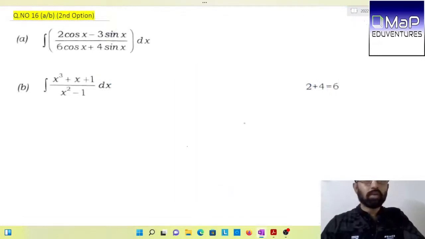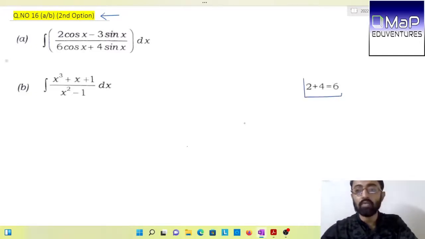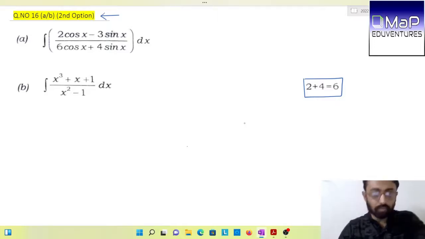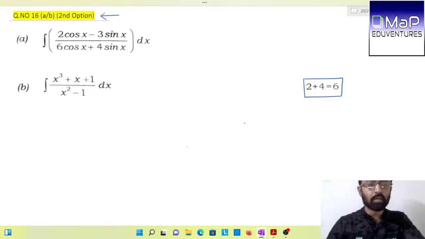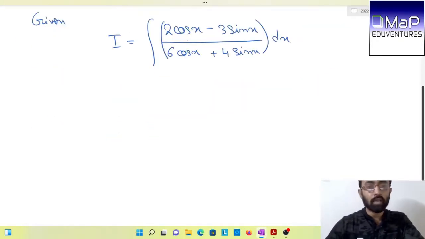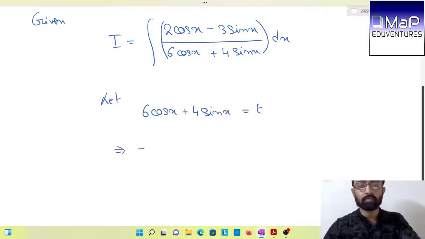So this is our question number 16, second option. Again same pattern, 2 plus 4 is 6. Alright, the first question I have is a very simple one, exercise 7.2. So given, here what do we do? Let us substitute the denominator, differentiating.